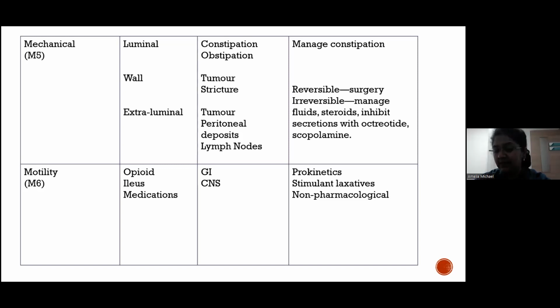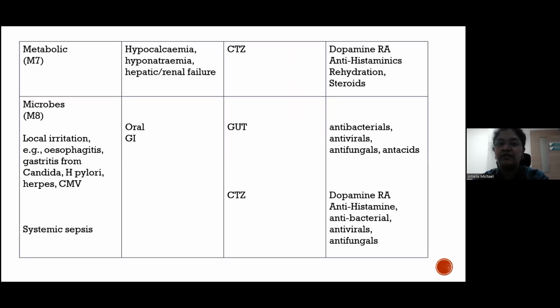Next is motility, which could be because of opioids, ileus, and even medications such as Buscopan and Emiset. Medications such as Emiset are used for nausea and vomiting, but chronic use of Emiset leads to constipation. Constipation will again cause nausea and vomiting. Ileus can be caused by electrolyte disturbances. Buscopan is used to decrease intestinal motility, especially where there is colicky pain, but that could inadvertently lead to motility issues and constipation. So do keep an eye out for these medications.